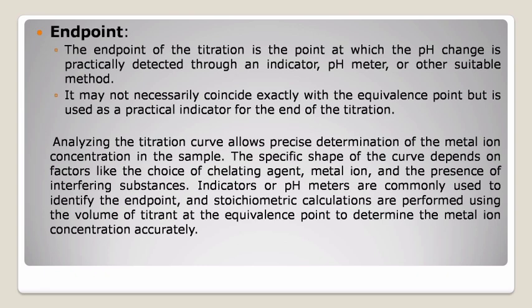The specific shape of the curve depends on factors like the choice of chelating agent, metal ion, and the presence of interfering substances. Indicators or pH meters are commonly used to identify the endpoint, and stoichiometric calculations are performed using the volume of titrant at the equivalence point to determine the metal ion concentration accurately.